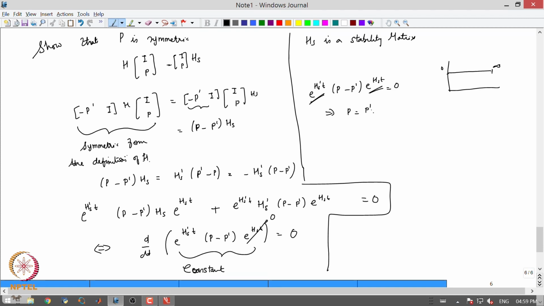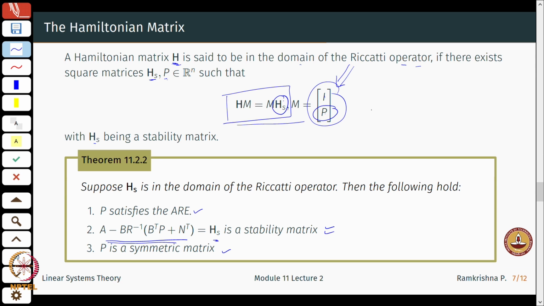Okay. So, we have proved the following. If H is in the domain of the Riccati operator, which means an expression like this holds, then P satisfies the algebraic Riccati equation. This H_S is precisely equal to the closed loop stability matrix, and P is also a symmetric matrix. Okay. Now, the next thing would be, how do we find this P?